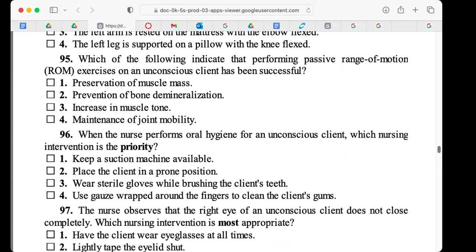Keep a suction machine available. Excellent. So remember, maintaining a patent airway is your number one priority. So you have to have that suction equipment available to remove secretions if needed.